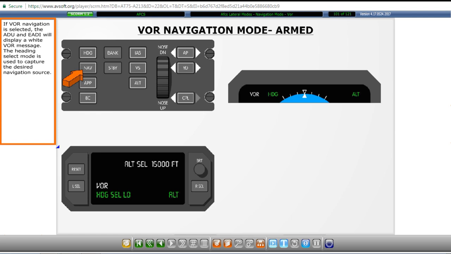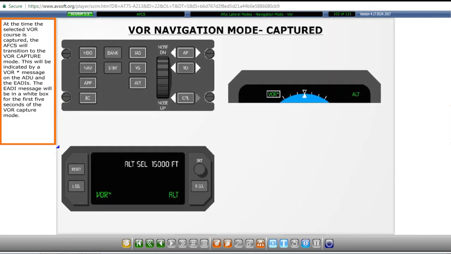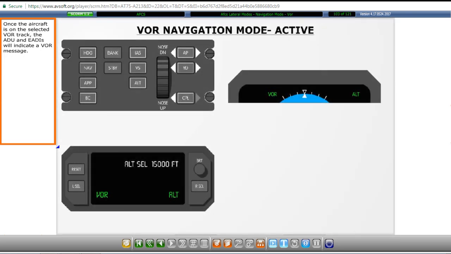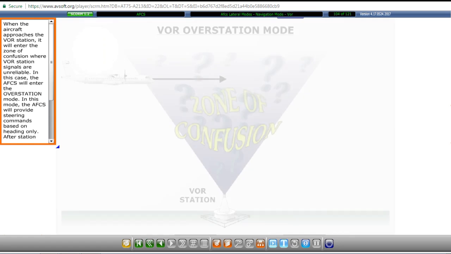If VOR navigation is selected, the ADU and EADI will display a white VOR message. The heading Select mode is used to capture the desired navigation source. At the time the selected VOR course is captured, the AFCS will transition to the VOR capture mode. This will be indicated by a VOR with an asterisk message on the ADU and the EADIs. The EADI message will be in a white box for the first 5 seconds of the VOR capture mode. Once the aircraft is on the selected VOR track, the ADU and EADIs will indicate a VOR message.